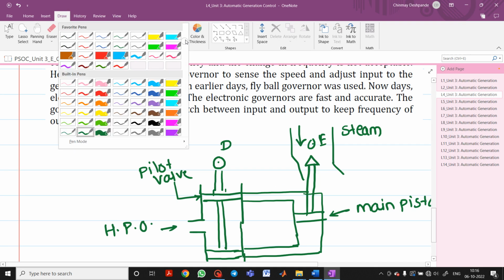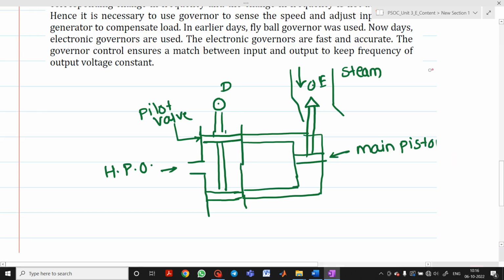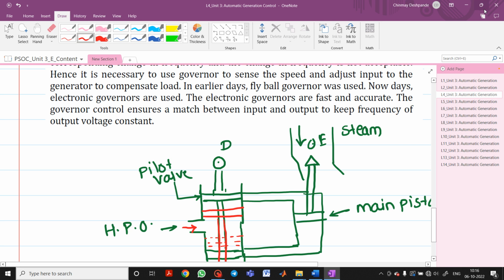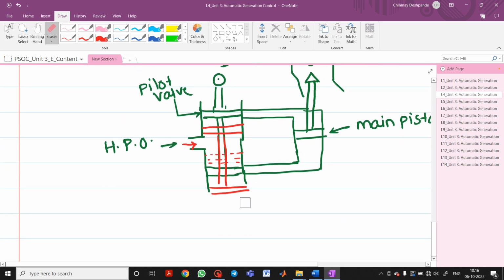Now what happens when the high pressure oil enters? Let me take another color so that it will be easy for me to show you how things go on. As the high pressure oil enters into this, it will be accumulated here. Now what happens? So I will draw it here. This is your piston. It will move like this.